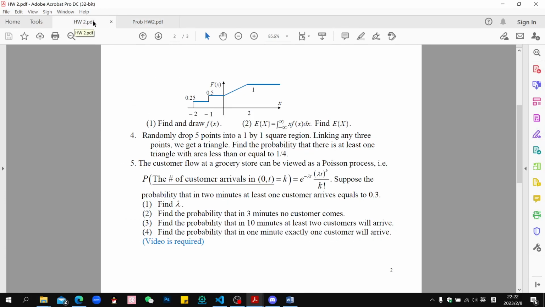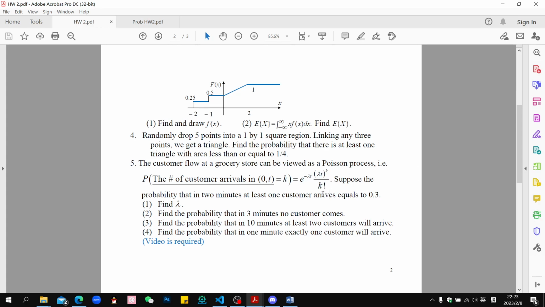This is the video for Homework 2, Question 5. The customer flow at a grocery store can be viewed as a Poisson process. That is, the probability for the number of customer arrivals in time 0 to t equals k is this expression.